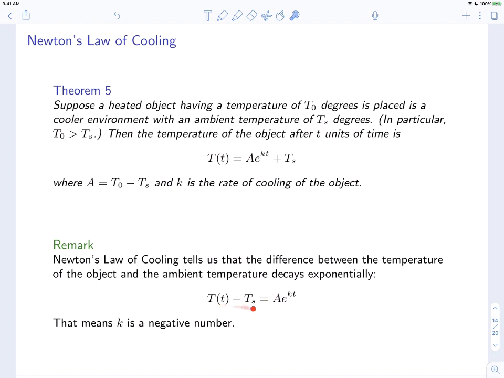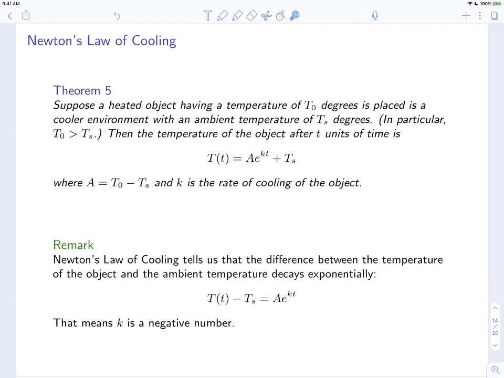So what you're looking at here is the difference between the temperature of the object and the temperature of its surroundings. And what Newton's law of cooling tells us is that this decays exponentially. So in particular, k is a negative number. Notice that A is T sub 0 minus T sub s, where T sub 0 is the initial temperature of the object. So in other words, this A is equal to the initial temperature difference.